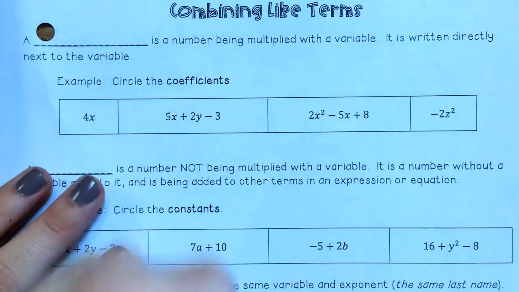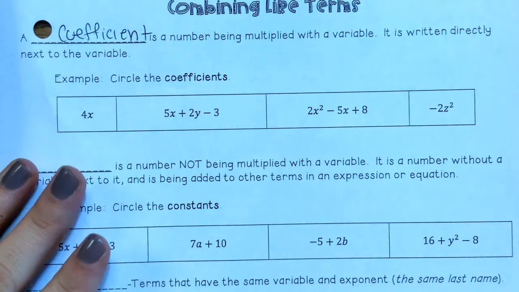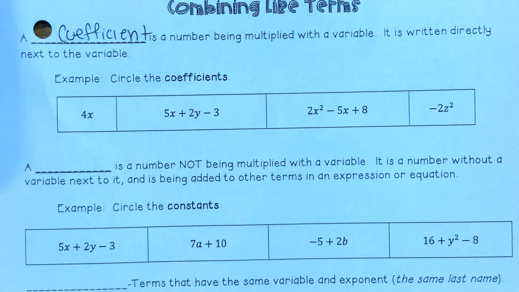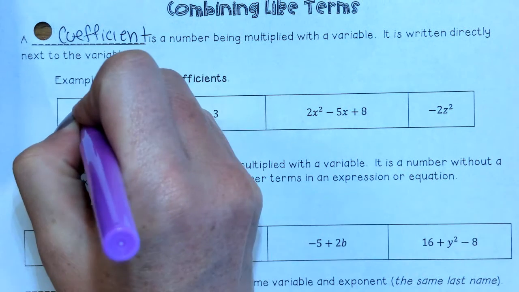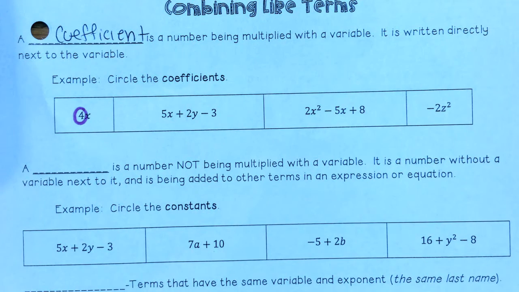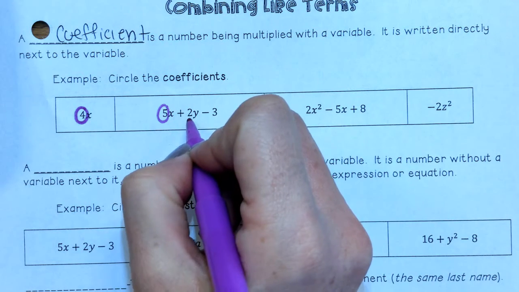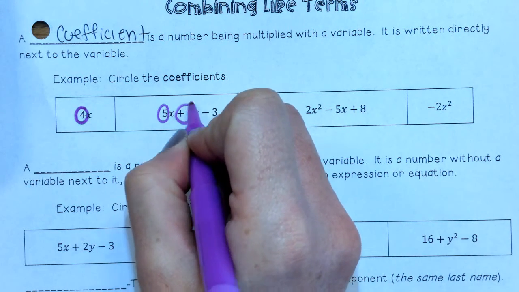Our first new word is a coefficient. A coefficient is a number that is being multiplied with a variable. That number is written directly next to the variable. So, the coefficient of 4x is 4. The coefficient of 5x is 5. The coefficient of 2y is positive 2.